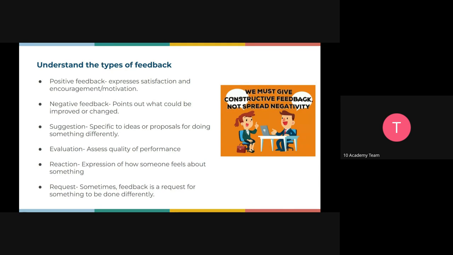Another type of feedback is a suggestion, which is basically just proposing something to be done differently. It could be you're suggesting a different tool to be used. And then there's also an evaluation, which is basically an assessment of how performance was done. It always ranges on a scale of one to something, or it always has KPIs, but basically it's also a type of feedback. And then we have a reaction. This could be maybe a facial reaction, or just an expression of how one feels about something. And then there's a request, which is a polite way to ask for something to be done differently. So those are the types of feedback in our workplace.